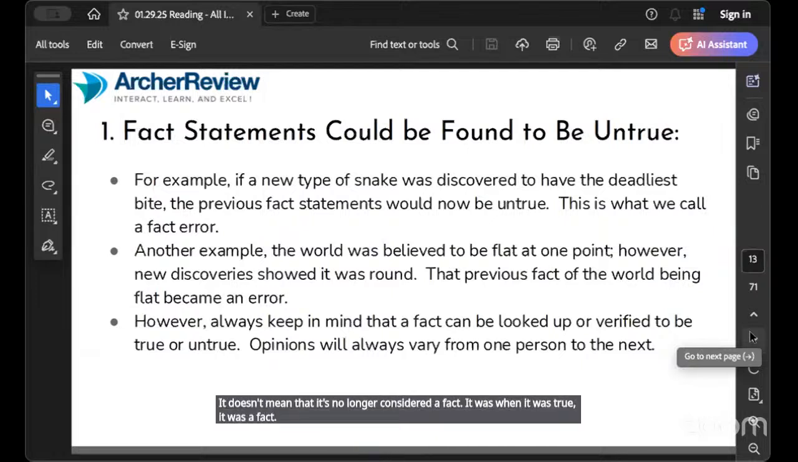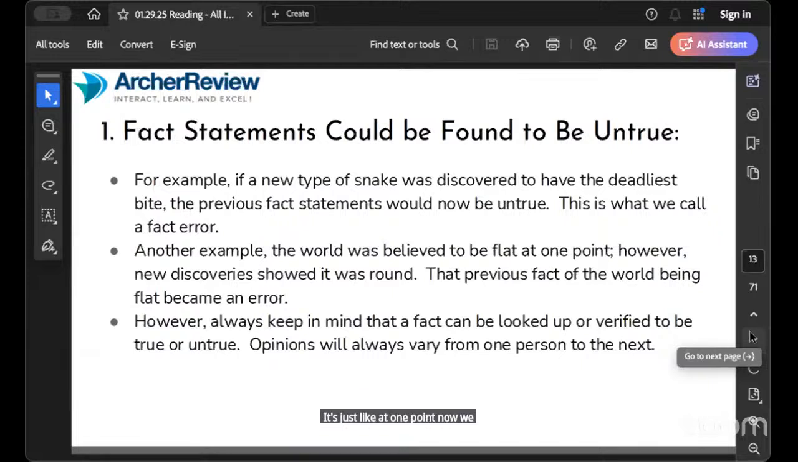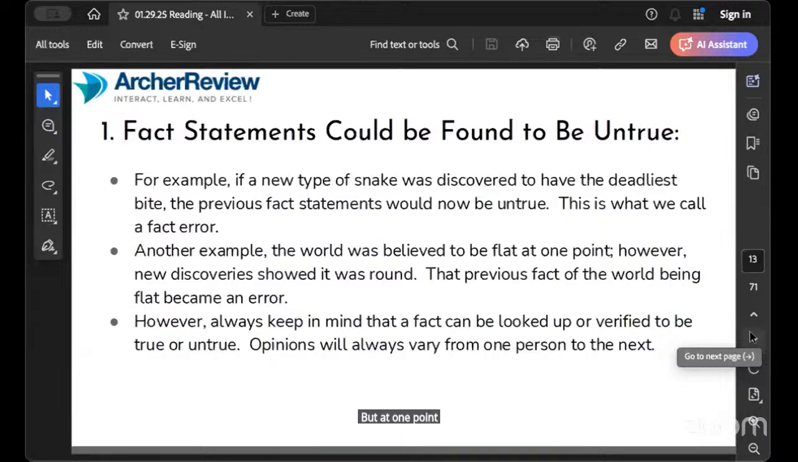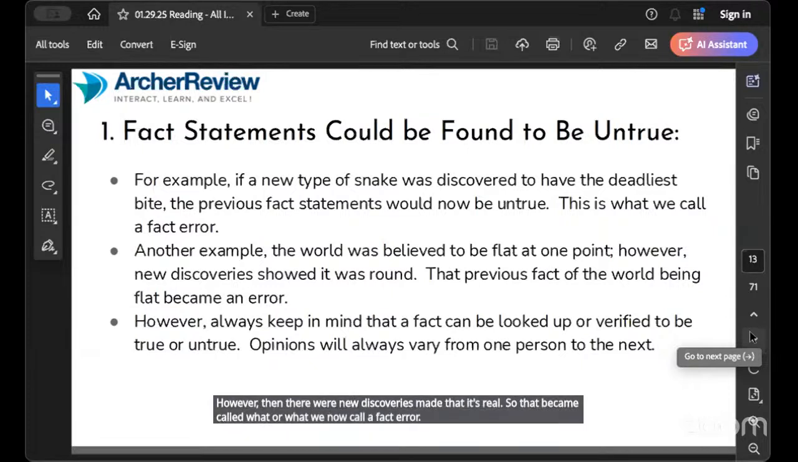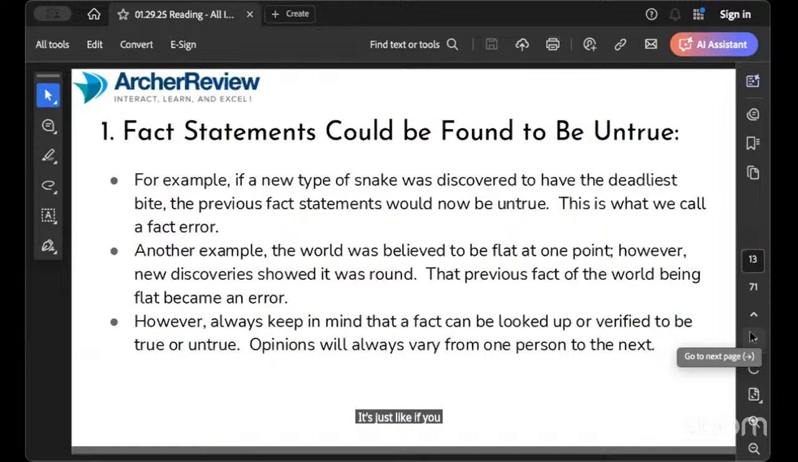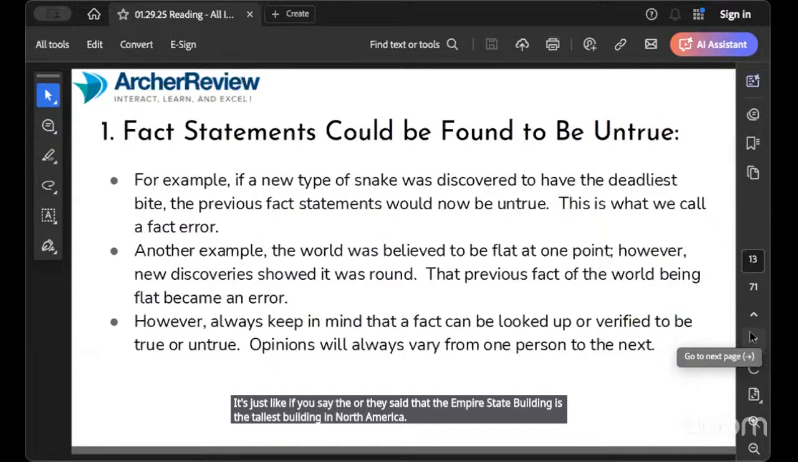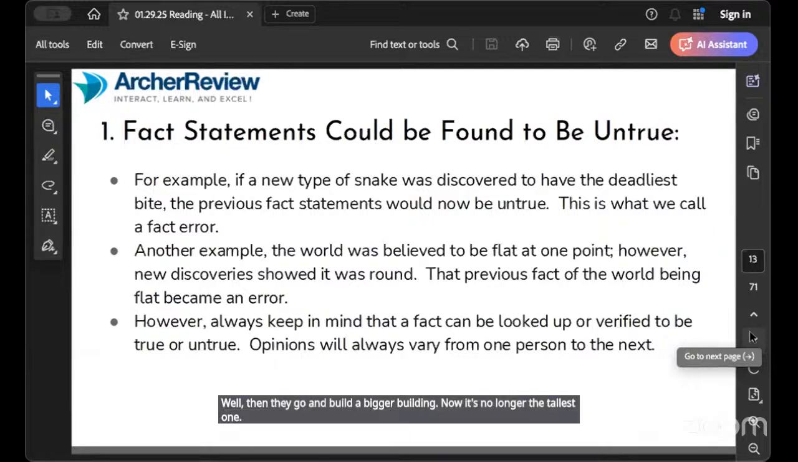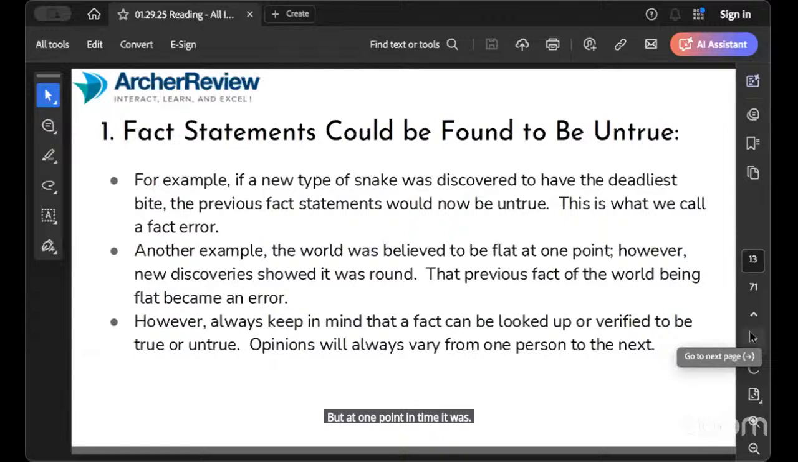It's just like at one point, now we're not going to get into politics of this, okay, people? But at one point, people believed that the world was flat. However, then there were new discoveries made that it's round. So that became what we now call a fact error. It's just like if they said that the Empire State Building is the tallest building in North America. Well, then they go and build a bigger building. Now it's no longer the tallest one, but at one point in time it was. So that's what we call a fact error. It just means that it's no longer true.